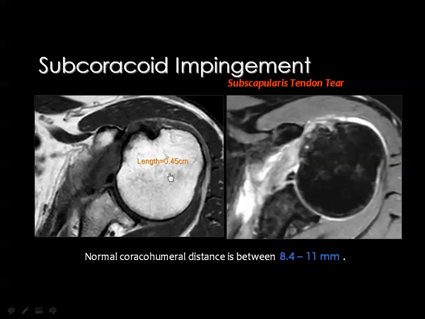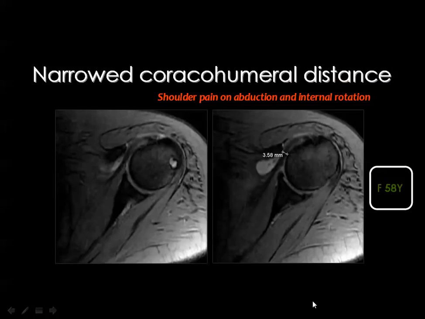And if the distance, like in this example, is about 4.5 millimeters, then you got what's known as subcoracoid impingement. And subcoracoid impingement, of course, will affect the subscapularis tendon, which is crossing here. Then you may notice degeneration of the tendon or even ruptures of the subscapularis tendon.